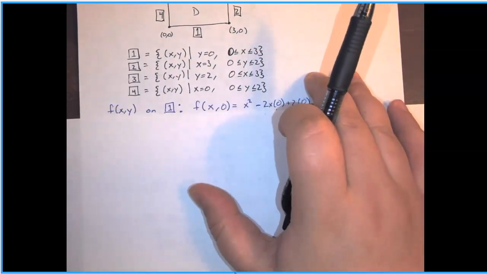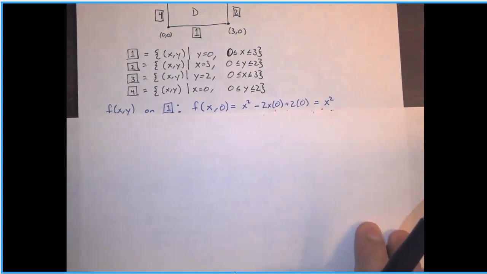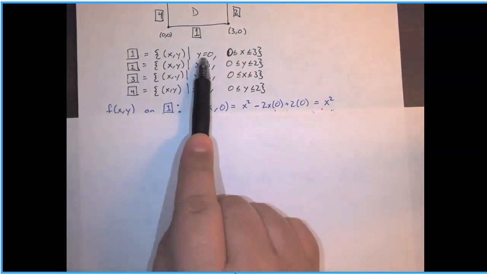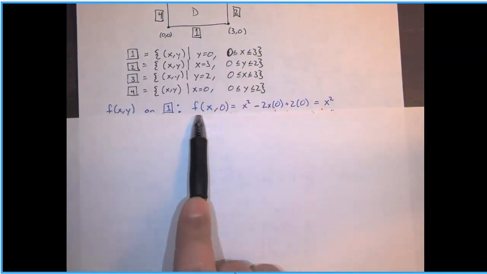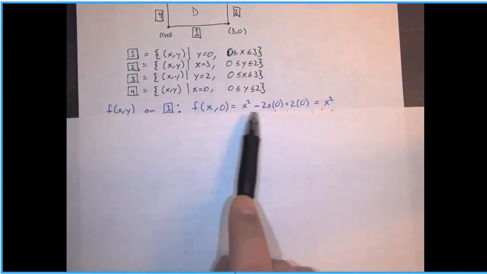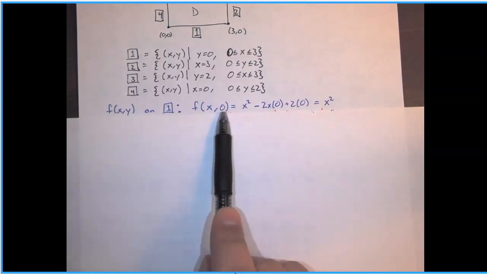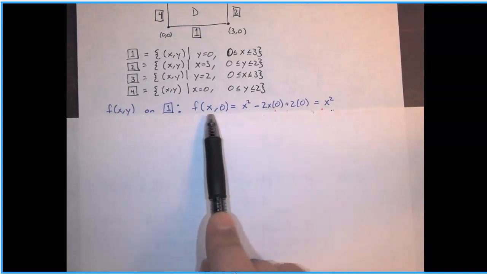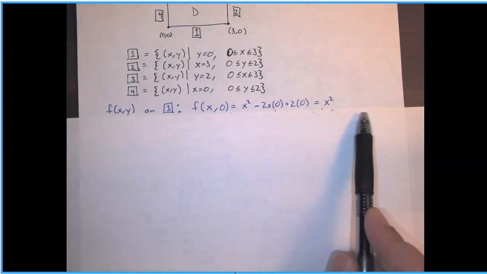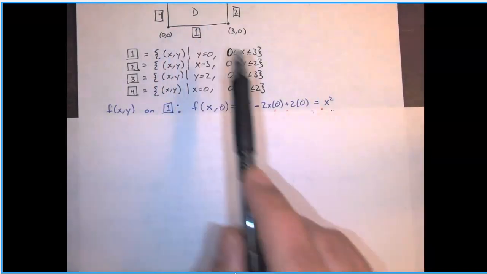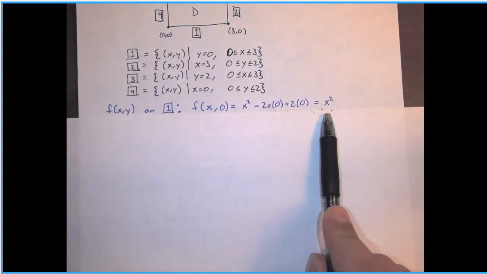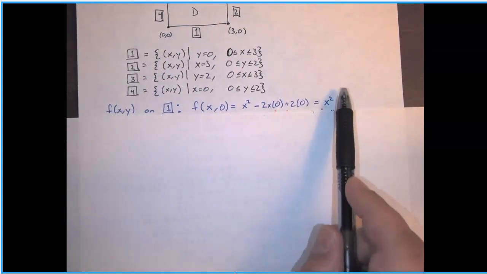So let's just start with the function on the first line segment. If I can describe the first line segment with y fixed at 0 and x going from 0 to 3, then when I look at my function, which was x squared minus 2xy plus 2y, if y is exactly 0, I plug in 0 for y. And I keep x a variable, but x is only going to go from 0 to 3. So when I plug 0 in for y, the function on this line segment is x squared, and x goes from 0 to 3.